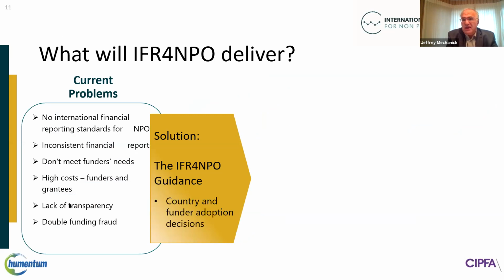When funders look at the financial statements of potential grantees, they might find it difficult to assess financial capability or understand the wider context for a particular project. This results in expensive and often duplicative processes for due diligence, financial reporting, and auditing. The lack of clarity and consistency ultimately reduces the transparency in the sector, which makes funders nervous, especially about double funding fraud, which is harder to spot given the focus on project-based reports.